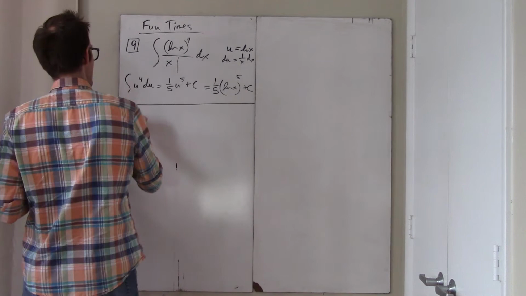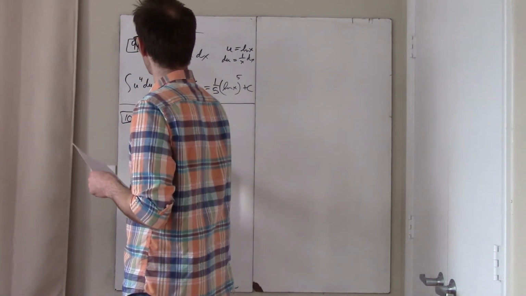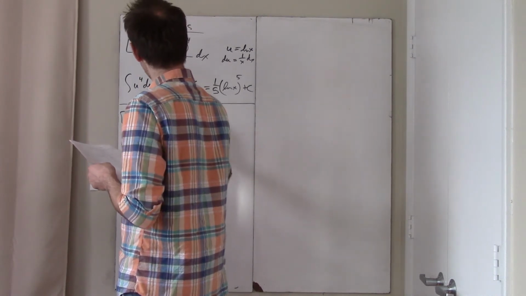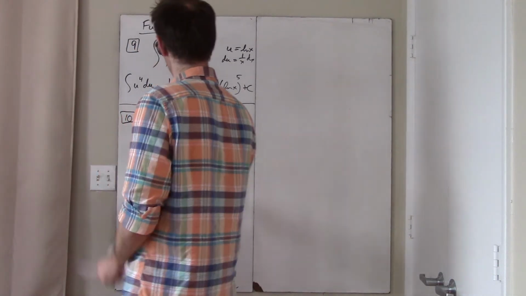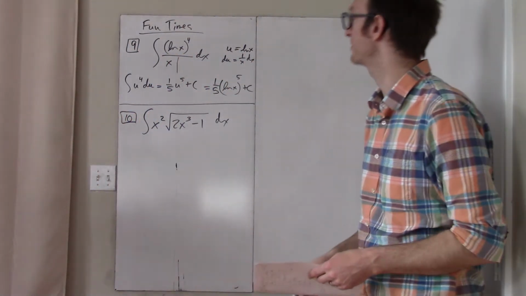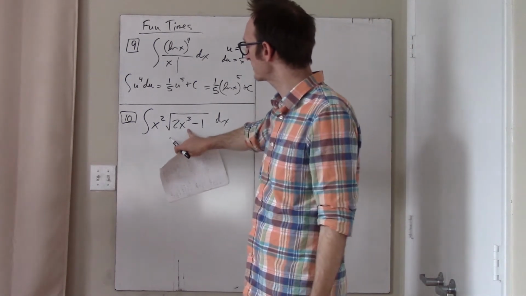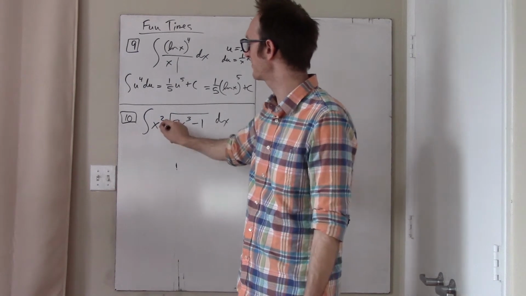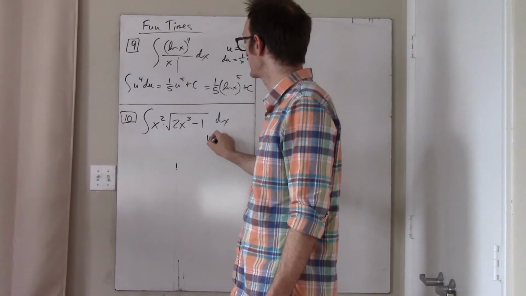Okay, number 10. The antiderivative of x squared times the square root of 2x cubed minus 1 dx. Well, does it look like some chain rule happened here? Yes, it does. Because there is an inner function, 2x cubed minus 1, and its derivative is 6x squared, which is give or take what we have here. So this x squared is the giveaway. Okay, so now I can just do it.